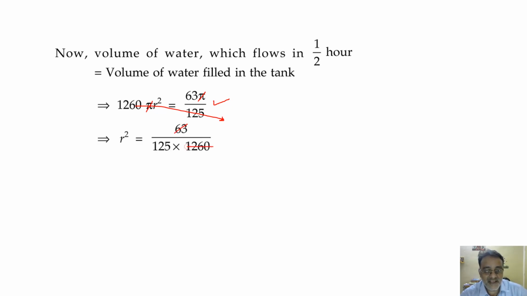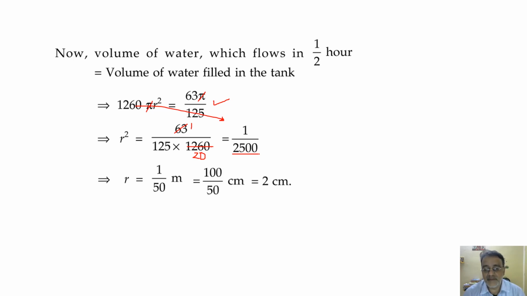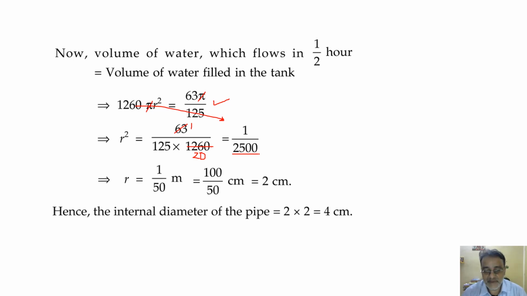So 63 से कैंसिल हो रहा है, देखो 20. So we are getting 1/2500. सो 2500 का स्क्वायर रूट 50 होता है, तो r हो जाएगा 1/50 मीटर. So 1/50 meter is 2 centimeter, ठीक है. 100/50, 2 centimeter. So we need to find the diameter actually. So what is the diameter here? 4 centimeters, right.